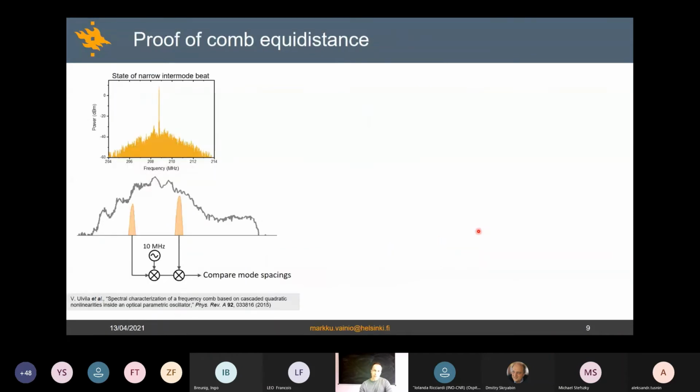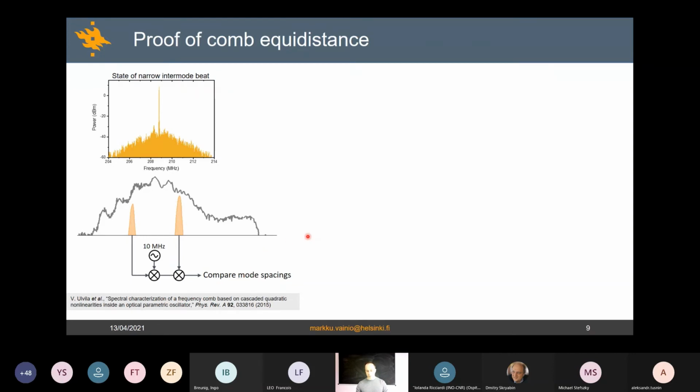So next we also wanted to check whether we really have a uniform comb. We checked the equidistancy of this comb for one of these low noise states where we had the narrow intermode beat signal. We took the optical spectrum, and out of that optical spectrum we extracted two narrow regions using gratings. Then we compared the intermode beat signals of these two regions. You can find details in this paper here.